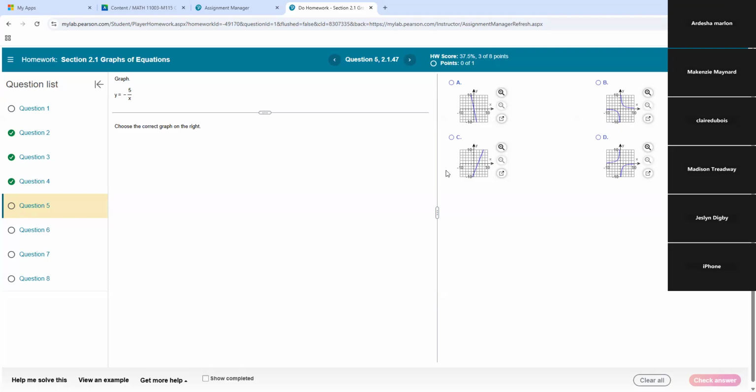All right, so I will say this. This graph will either be B or D, okay? And I'll show you why that's happening there. So y'all, let's hit graph. So if you notice, it looks like it's going to be D, okay? So let me show you what they're doing to get that. All right, y'all, so that was negative 5 over x.